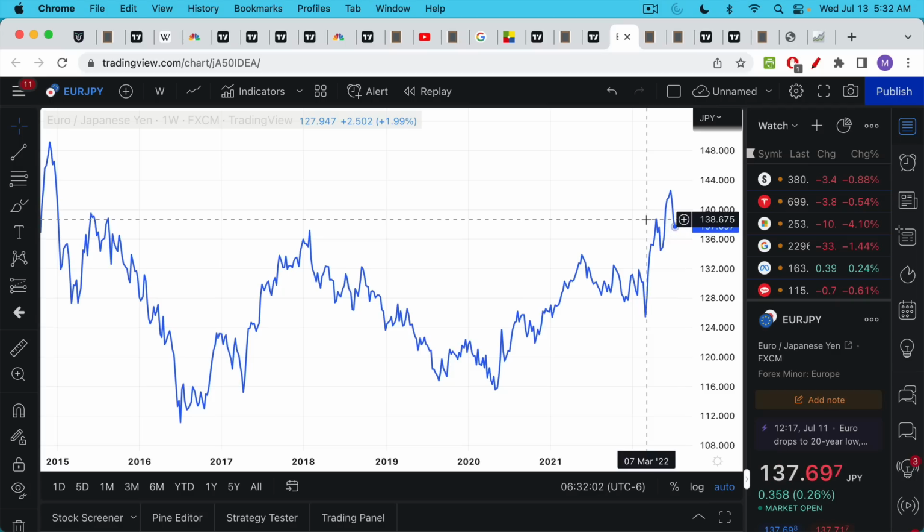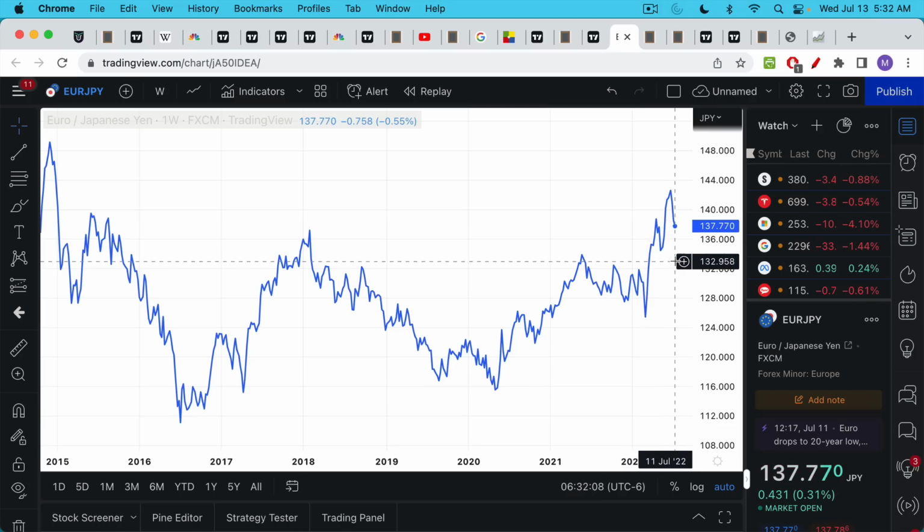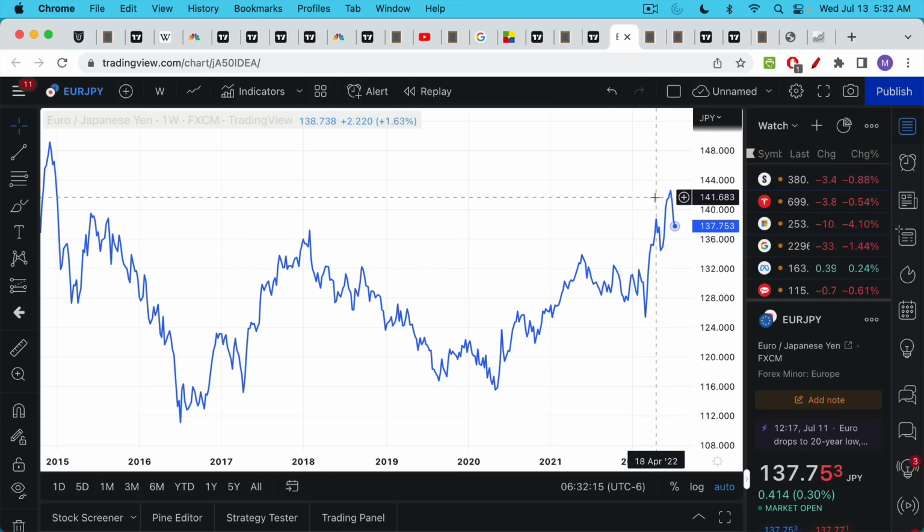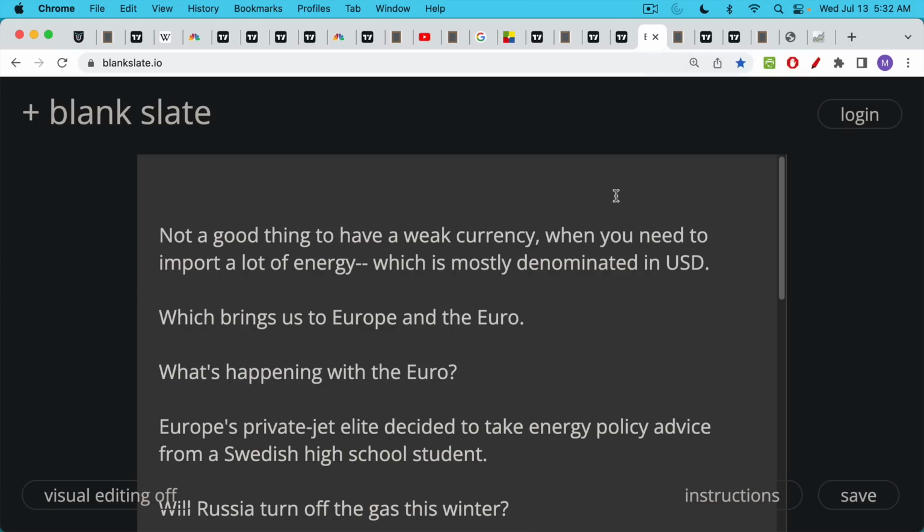We see both of them weakening against the US dollar, and this is the main reason that the DXY has been so strong. But this allows us to show and to see that over the last few days, it's really been Japanese yen strength against the euro. But for most of 2022, the euro has been strengthening against the yen.